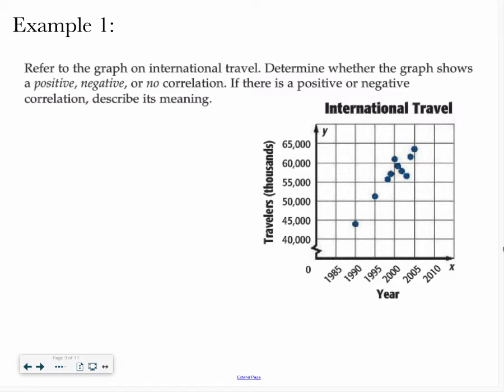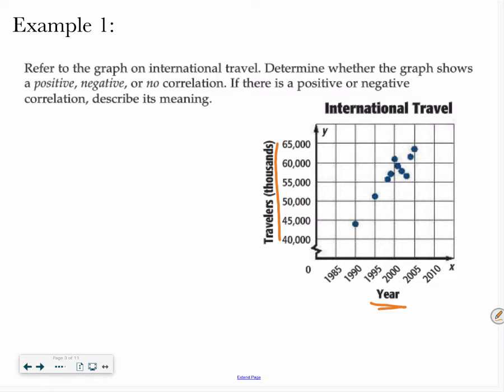We want to refer to the graph on international travel. And we want to determine whether the graph shows a positive, negative, or no correlation. If there's a positive or negative correlation, describe its meaning. So let's look at the international travel graph on our right-hand side. We see that X represents the years because remember, years are always going to be your X variable because it's independent. And then on our y-axis, we have travelers in thousands, okay?